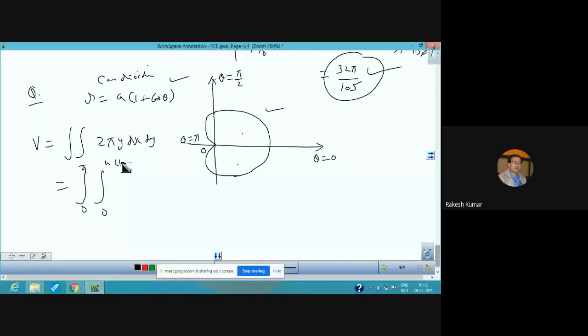the integral with r from 0 to a into 1 plus cos theta, and 2 pi is there, the value of y is r sine theta, and one r is from the Jacobian. So r square sine theta dr d theta. We need to compute only this volume, the volume in the upper half, because we have to revolve the cardioid about the x-axis.